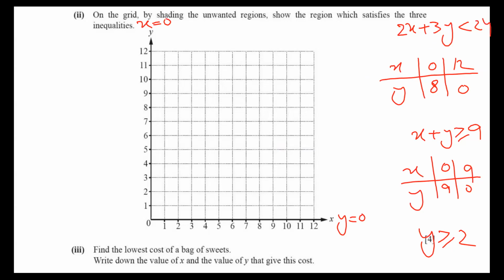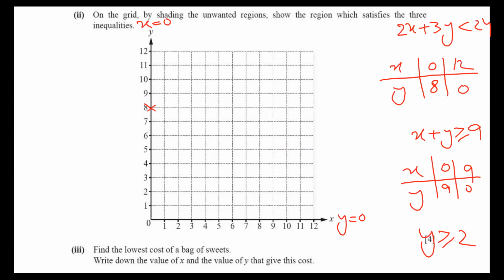Draw accurate plotting. Here x is 0, y is 8. Here x is 0, y is 0. Here x is 0, y is 2. Here x is 0, y is 4. x is 0, y is 7, and x is 0, y is 8. Okay, so it means this point is here. So I'm plotting this point here.